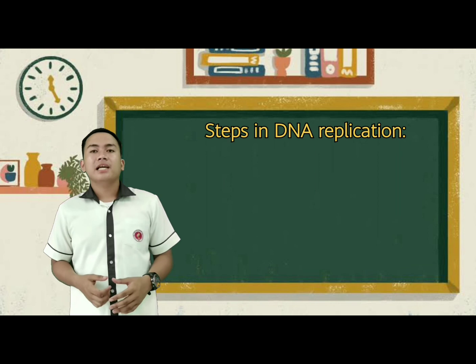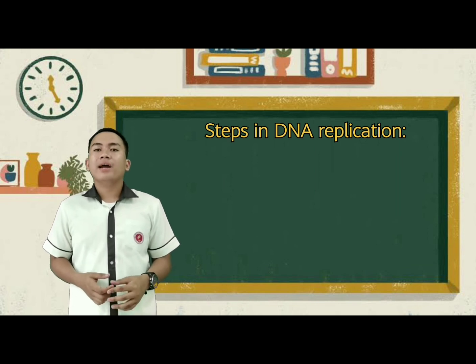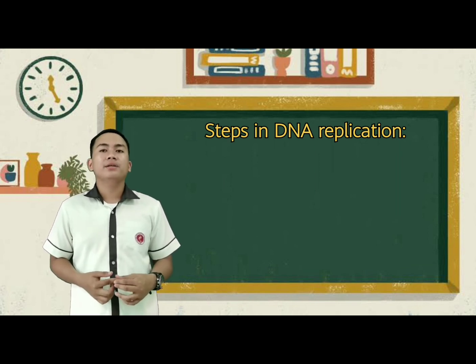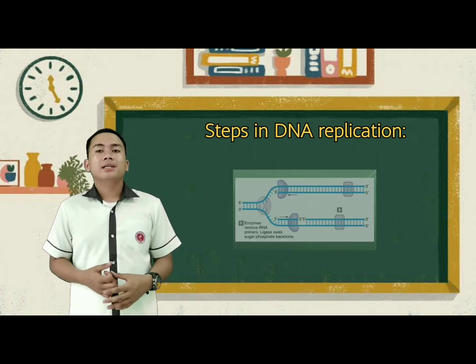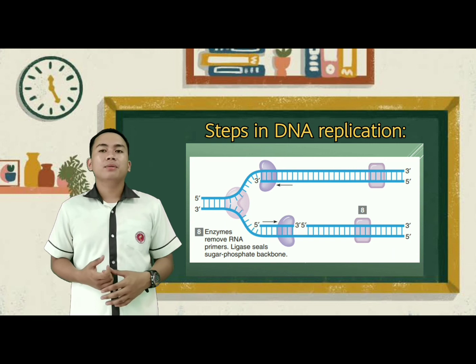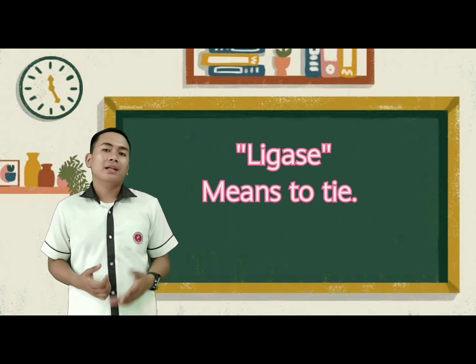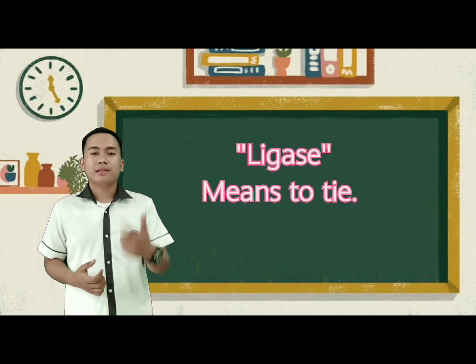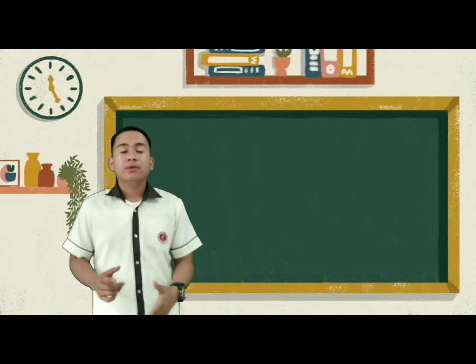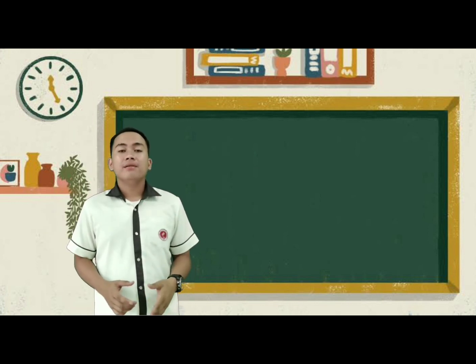Yet another enzyme called annealing helicase rewinds any section of the DNA molecules that remain unwound. Finally, ligases seal the entire sugar phosphate backbone, and the word ligase comes from a Latin word meaning to tie. So, that's all for the DNA replication.